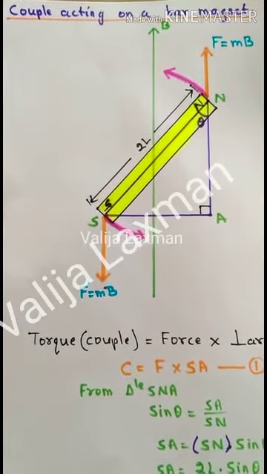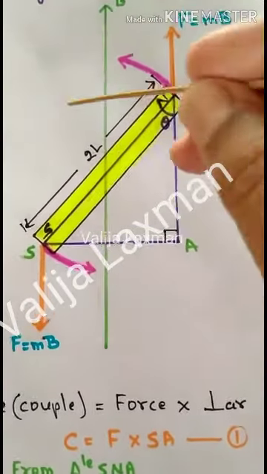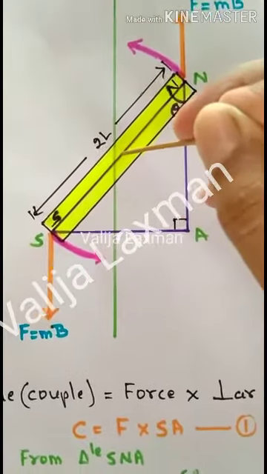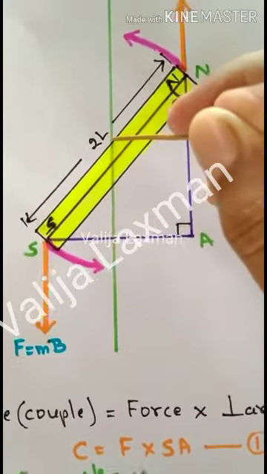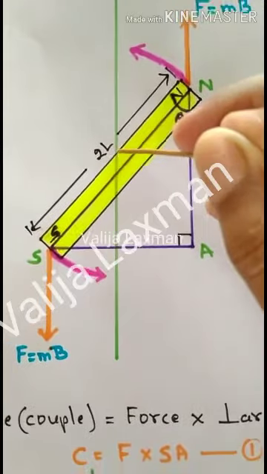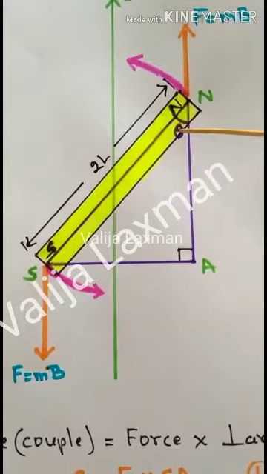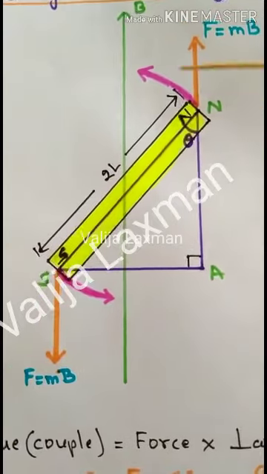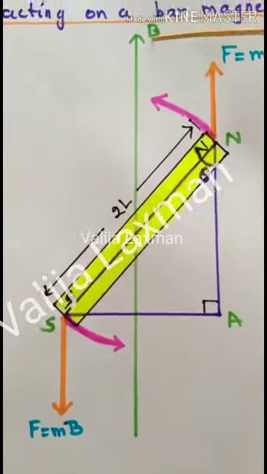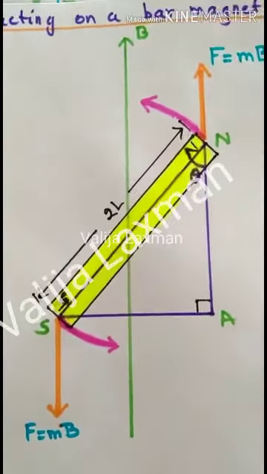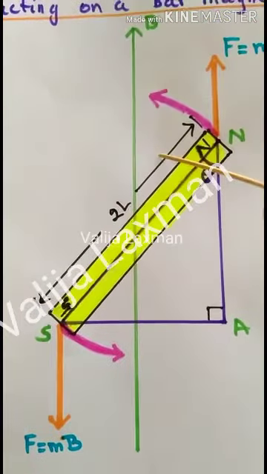On a bar magnet. So first we will try to understand the diagram here. Consider a bar magnet of length 2l, pole strength small m and magnetic moment capital M. It is suspended in a uniform magnetic field at an angle theta. And assume that the strength of the magnetic field is capital B. Now this bar magnet is making an angle theta with the external magnetic field.